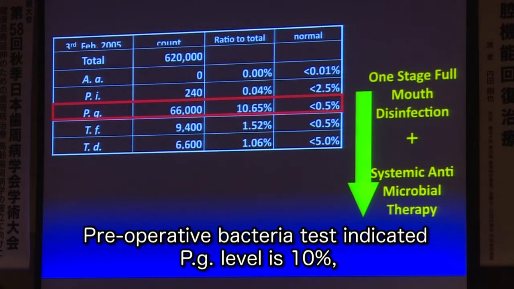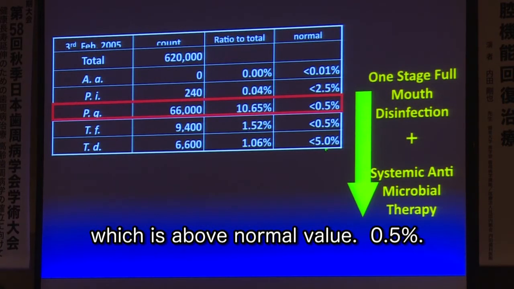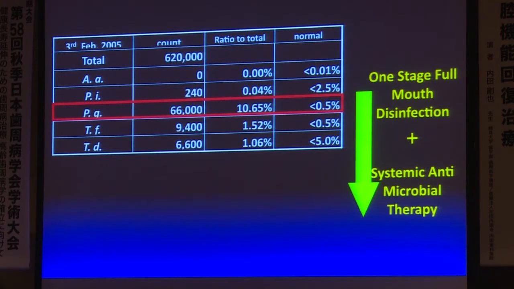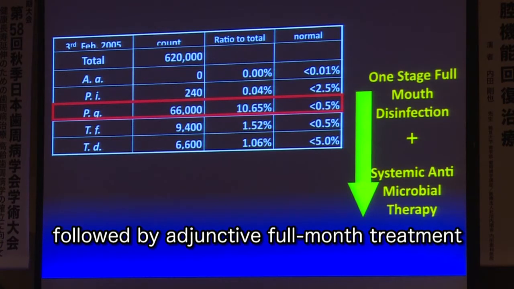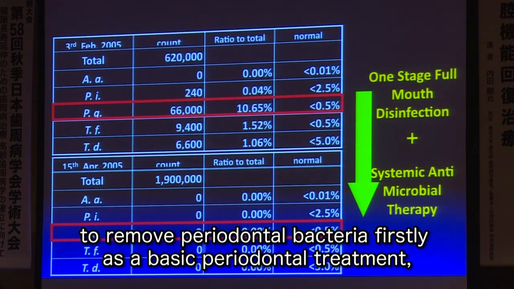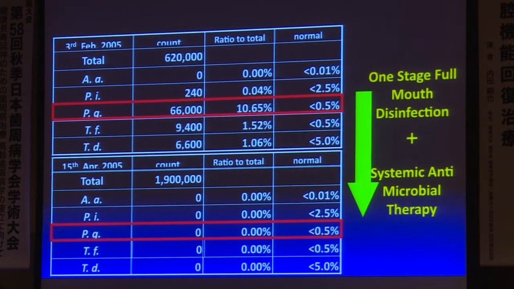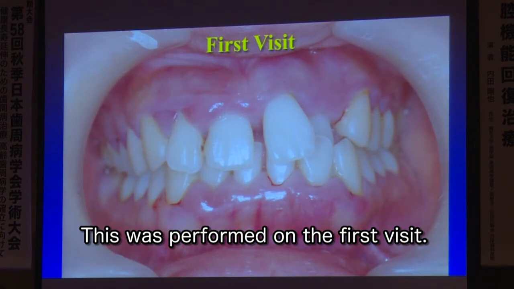A preoperative bacteria test indicated the PG level is 10%, which is above the normal value of 0.5%. What we did was use tetracycline for a month, followed by adjunctive full mouth treatment to remove periodontal bacteria first, as a basic periodontal treatment, which aimed to remove the bacterial factor of the disease. This was performed on the first visit.